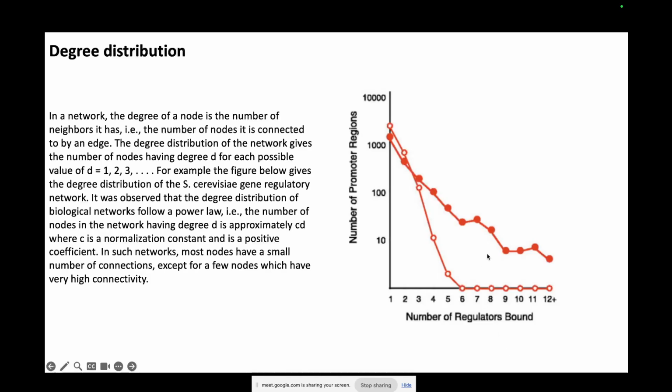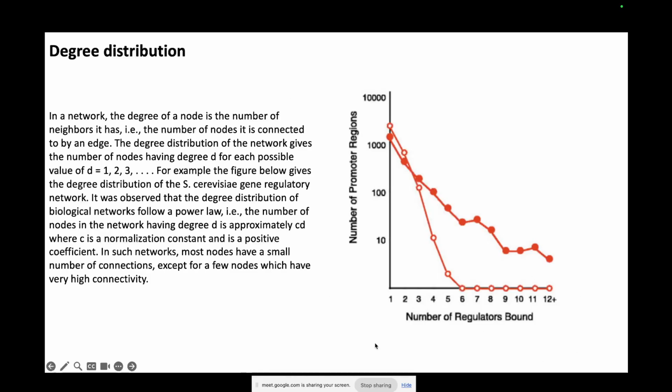For example, the figure on the right is the degree distribution of the Saccharomyces gene regulatory network. It was observed that the degree distribution of biological networks follows a power law. That is, the total number of nodes in the network having degree d is approximately C d^-γ, where C is a normalization coefficient and γ is a positive coefficient. In such networks, most nodes have a small number of connections, except for a few nodes which have a very high connectivity. So the idea is very simple.